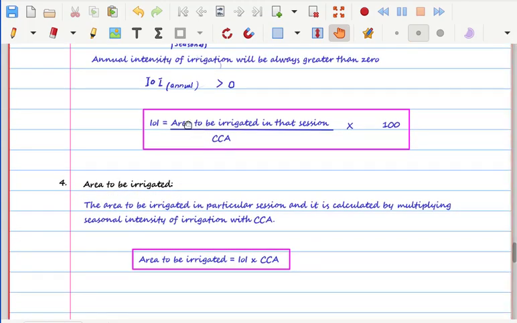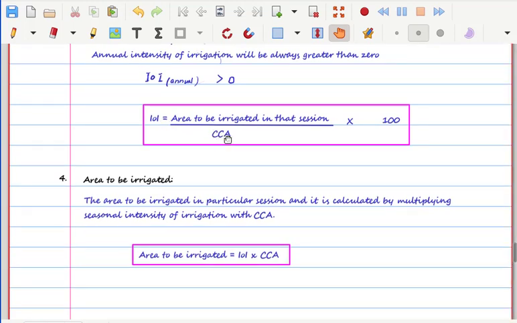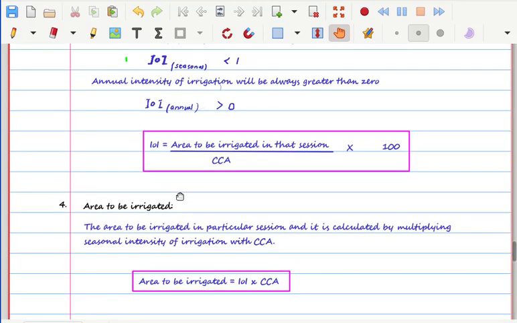And you can find it from here too. Area to be irrigated can be found by multiplying. This will go here and it will multiply with IOI, right. So area to be irrigated will be equal to cultivable command area multiplied by IOI.